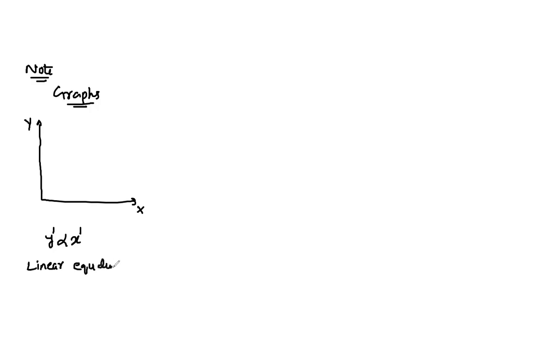If your equation is linear, then the graph is a straight line. So for a linear equation, the graph is always a straight line. But if your equation is in this form, y is inversely proportional to x, that means if I'm increasing x, then y will decrease. So this is a straight line graph for a linear equation.